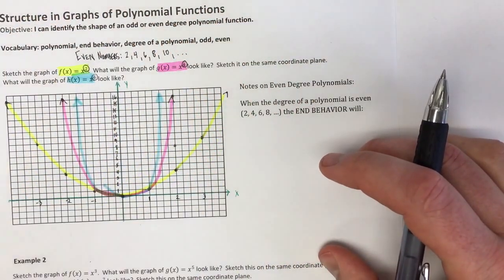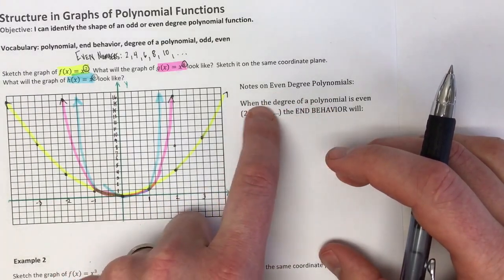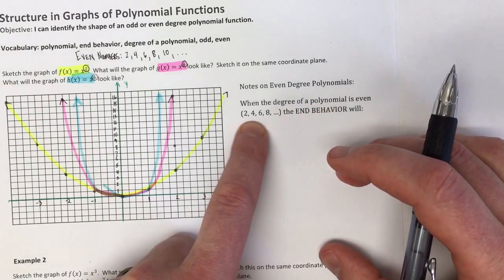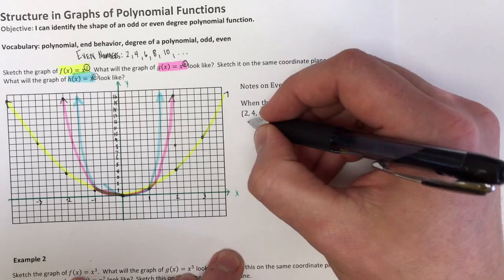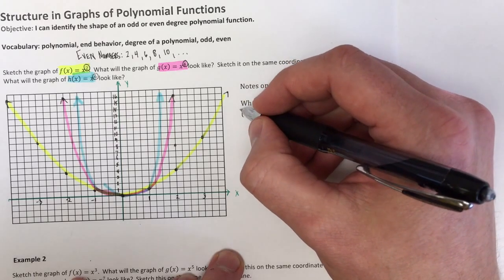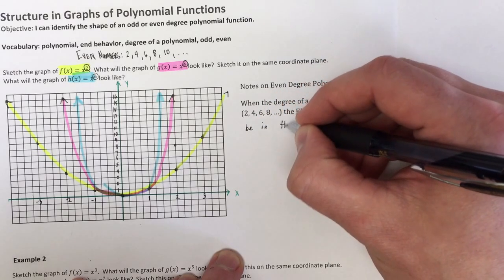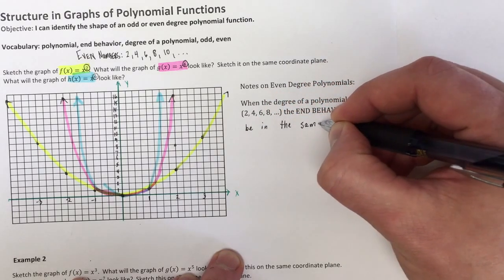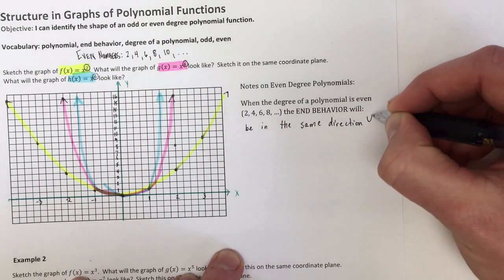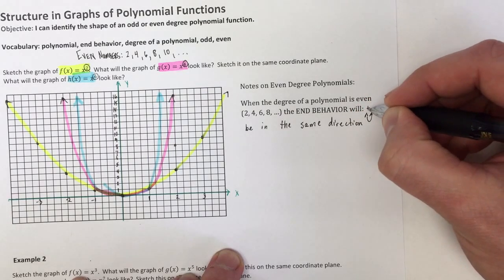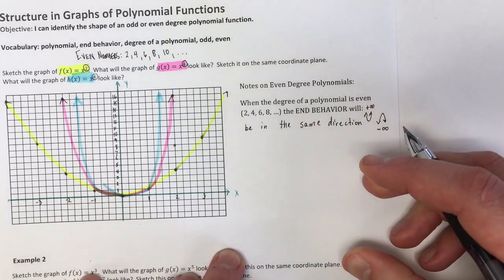And so I can generalize in the notes on even degree polynomials: when the degree of a polynomial is even, 2, 4, 6, 8, etc., the end behavior will be in the same direction. So it'll be towards positive infinity, or it will go towards negative infinity.